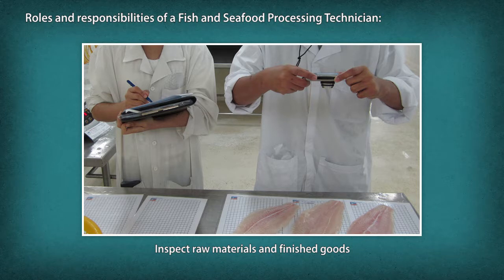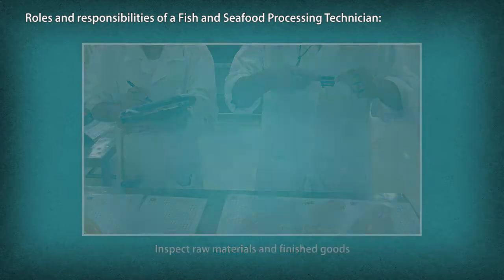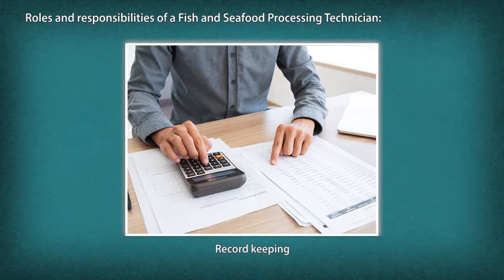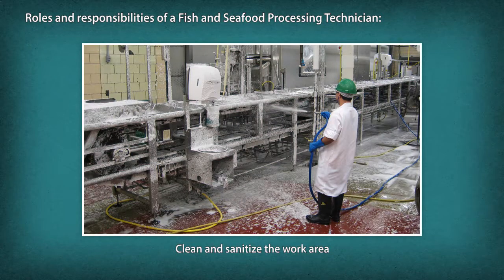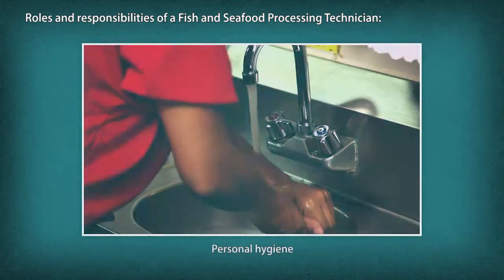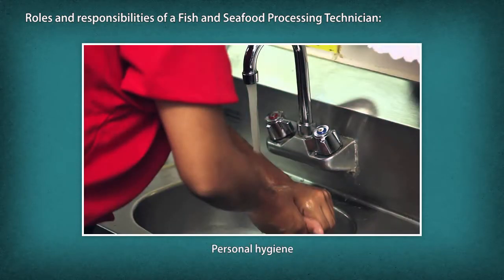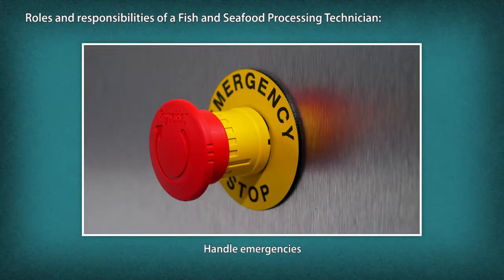Inspect raw materials and finished goods. Document and maintain records of raw materials, production schedule, process, and finished products. Clean and sanitize the work area before starting work. Maintain an appropriate standard of personal cleanliness. Prepare for and appropriately respond to emergencies and undertake recovery measures.